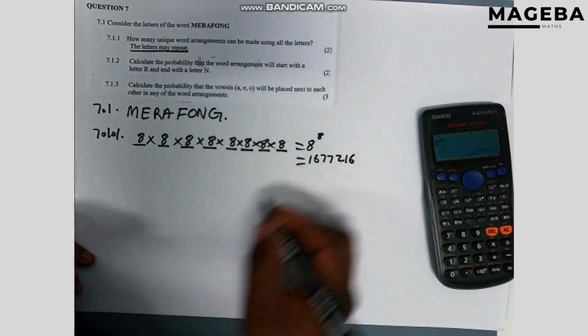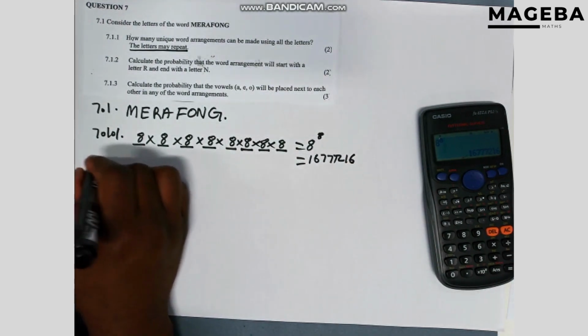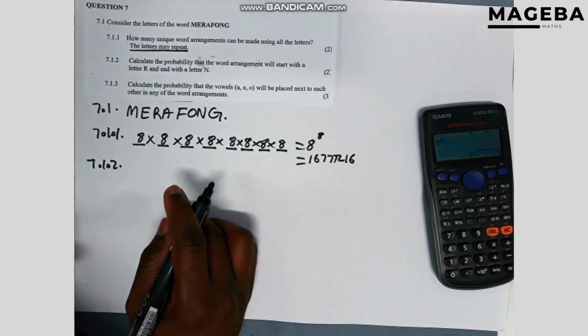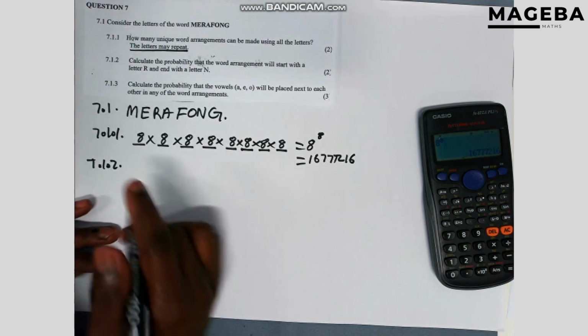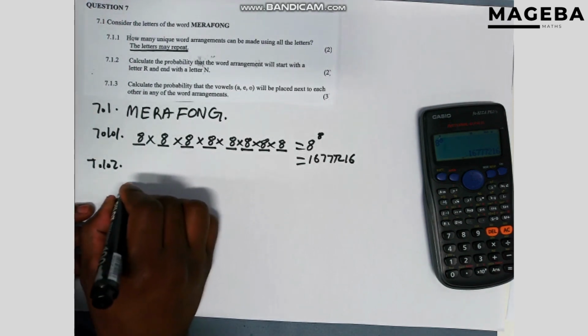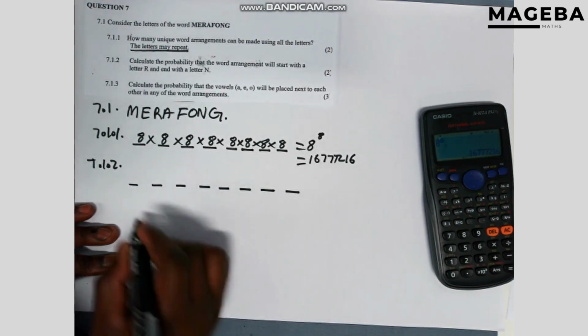How many 7s do I have? I have 3 7s. Sorry about that. And then we have 7.1.2, which states: calculate the probability that the arrangement will start with R and end with N. So how many letters do we have? We have 8 of them: 1 2 3 4 5 6 7 8.